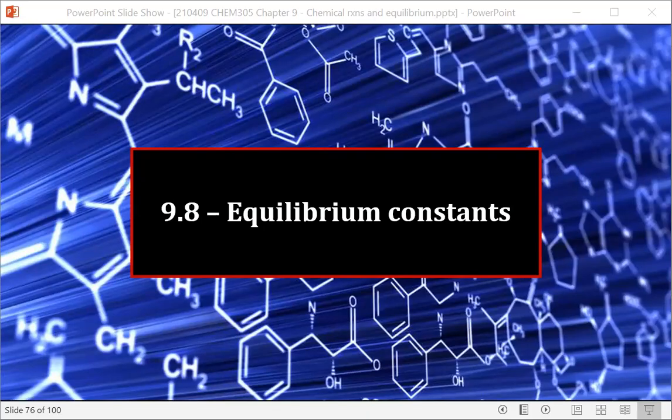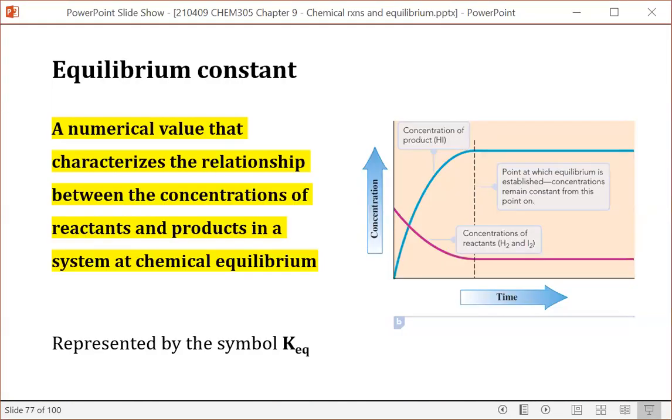Everybody, welcome back. We're going to talk this session about equilibrium constants, which is section 9.8 from your textbook. So an equilibrium constant is a numerical value that characterizes the relationship between the concentrations of reactants and products in a system that's reached chemical equilibrium. So to review from last time, a system has reached equilibrium when the concentration, shown here on the y-axis, of the reactants and the products is no longer changing.